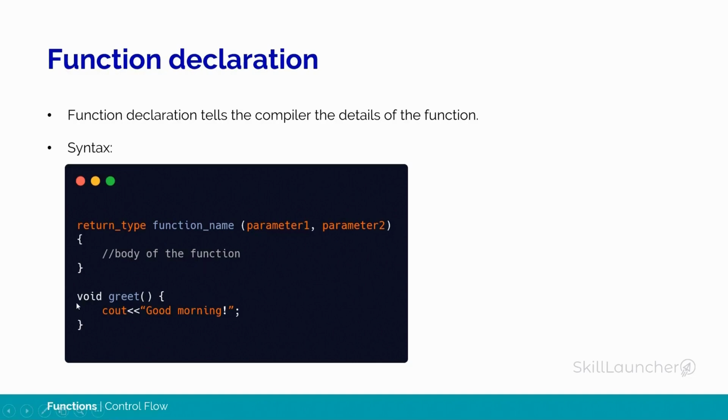Let's see an example. void greet, round braces, and then the body of the function. Now void represents the return type. It means that this function is going to return nothing. Then comes the function name, that is greet. And this function is not taking any parameter, so we leave the round brackets empty. Then comes the body of the function. Now this function is going to print good morning.